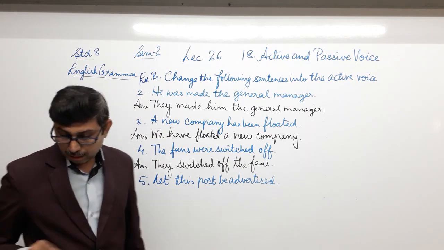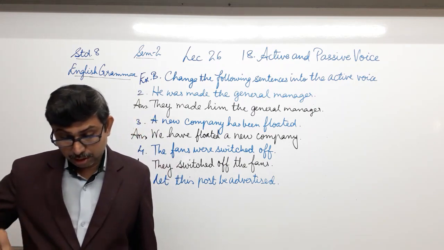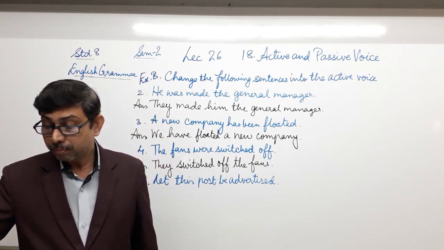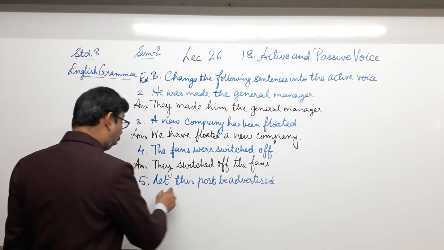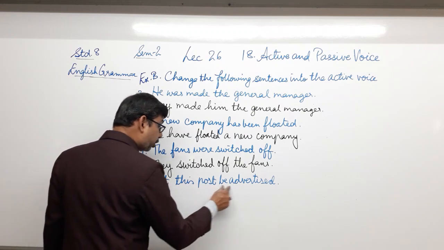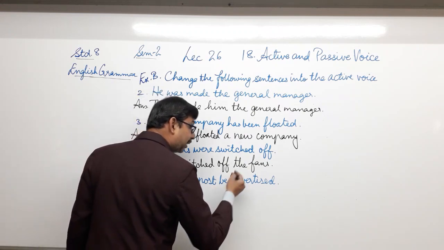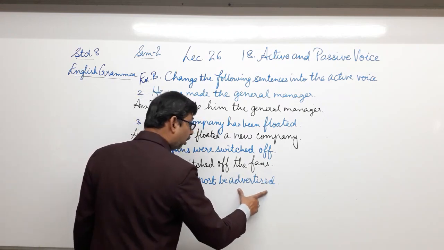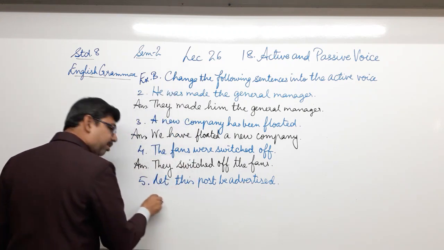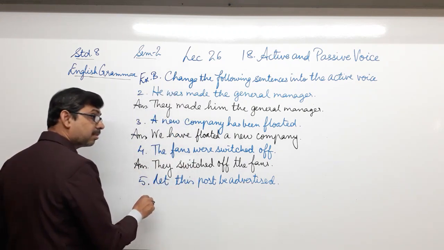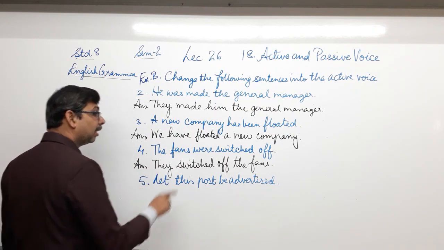Well, let's write the answer by making the necessary changes and taking the appropriate subject. So, what is to be advertised? Let this post be advertised. So, you are saying advertise this. This is the verb over here. So, we will start with the command itself. Advertise, do this, advertise this post.